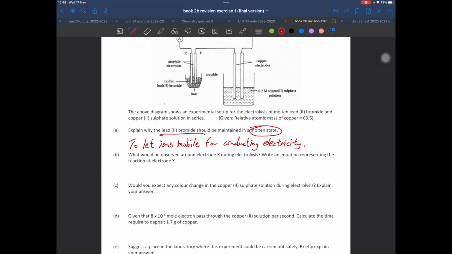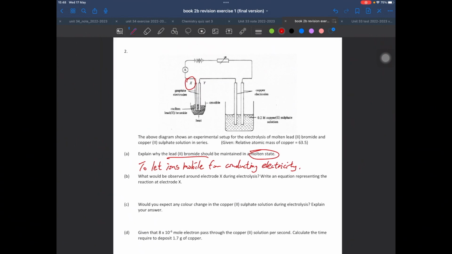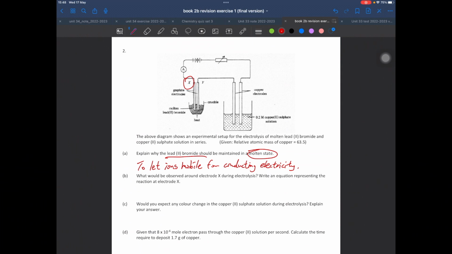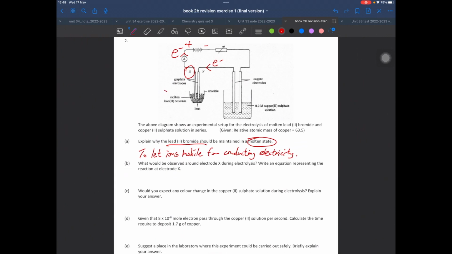Part B, what would be observed around X? So let's see. X is here, and here we can find that X is directly connected to the positive side. So electrons are moving in this way. Something will try to lose electrons at X, and we have lead(II) bromide, which is Pb2+ and Br-. So equation first. The one who can lose electrons is the bromide ion.